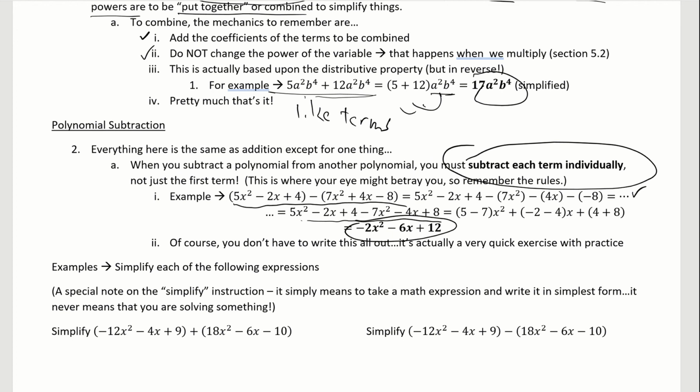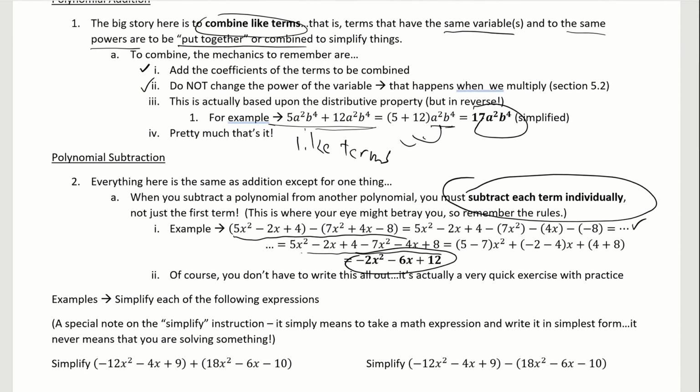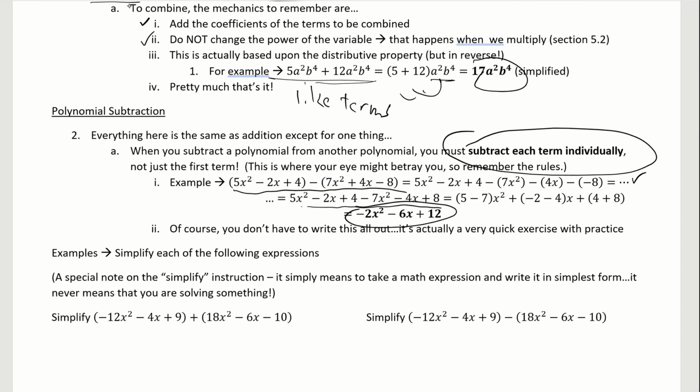Okay, I'll let you look over those notes. And then finally I go, of course, you don't have to write this all out. It's a pretty quick exercise. So think of it as when you're adding two numbers, 238 minus 112.